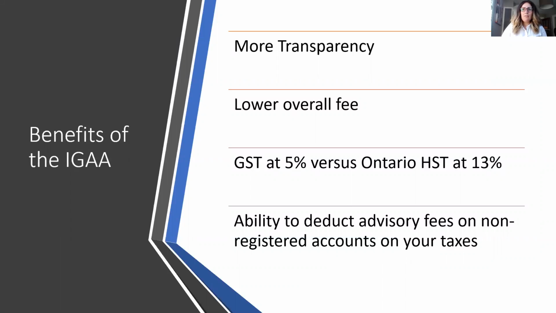You will only pay for GST at 5% in BC versus the Ontario HST 13%. Because mutual funds are held and registered in Ontario, we pay Ontario HST on them. By unbundling the fee, we are able to pay only the BC GST at 5%. We also will have the ability to deduct advisory fees on non-registered accounts on your taxes. So overall, there are several tax advantages to moving to this type of account.